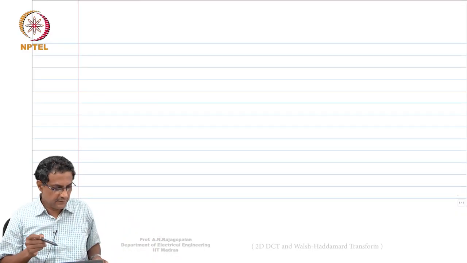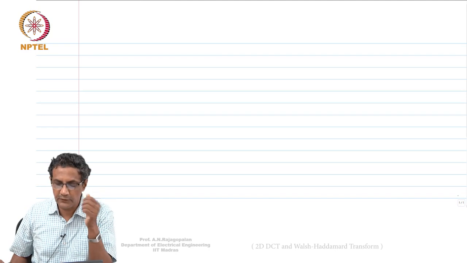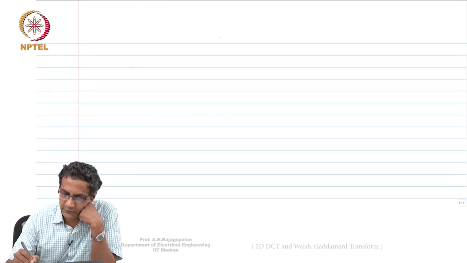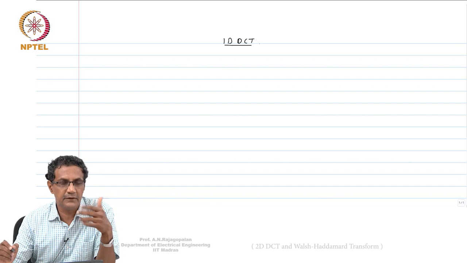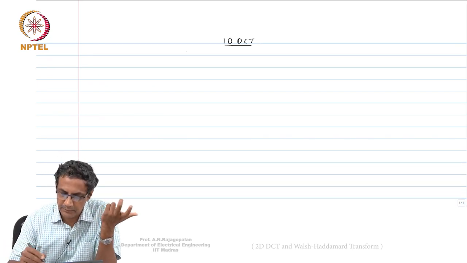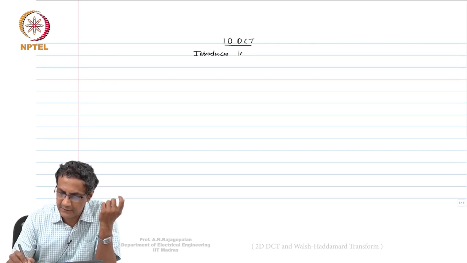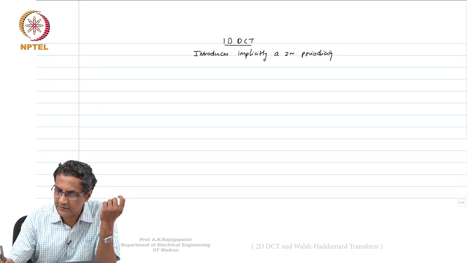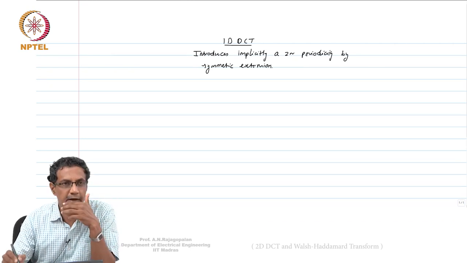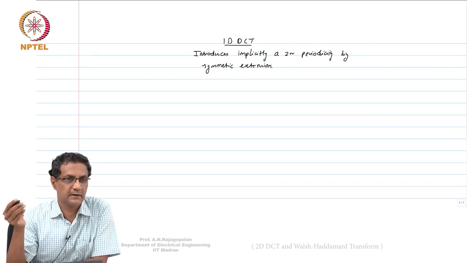So yesterday, I just showed you that you can actually compute a DCT through a DFT, and it also means that a DCT introduces an implicit 2N periodicity by symmetric extension of the sequence. And we also saw that because of this, you don't have false jumps, and therefore it has a decay rate that is higher than the DFT.